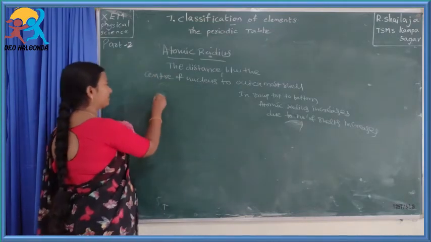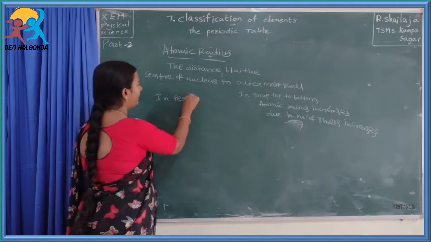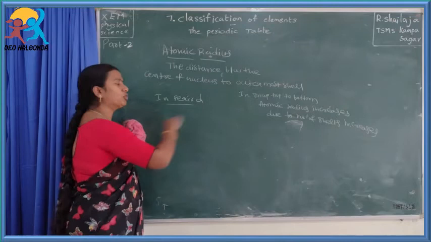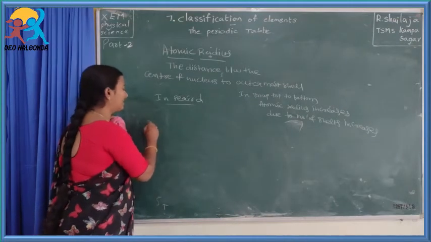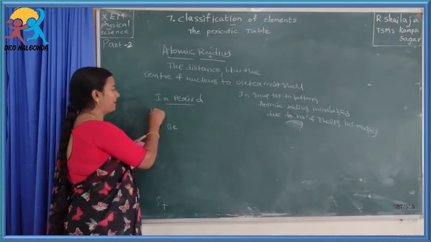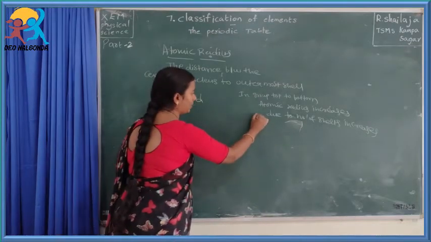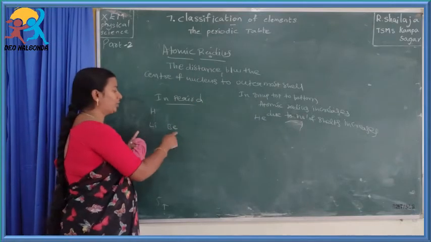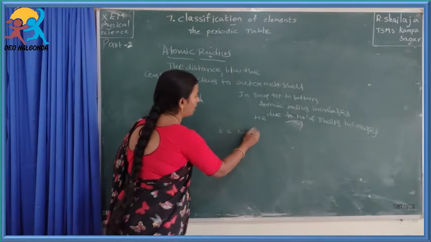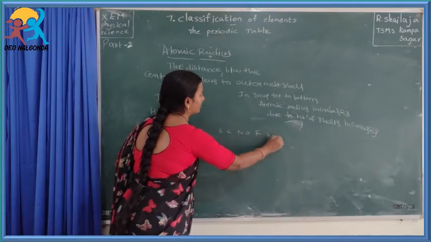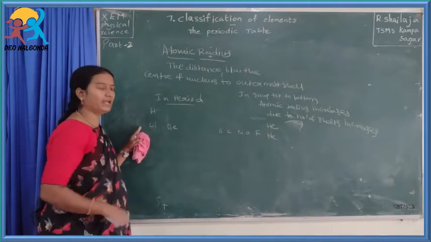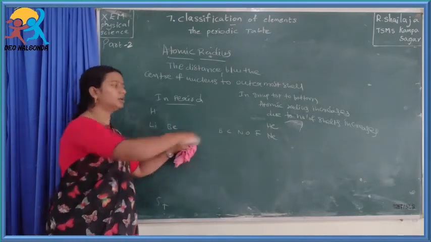Next, in a period. In a group, we go top to bottom in a vertical column; in a period, we go left to right in a horizontal row. For example, take the second period. The first period has only two elements, hydrogen and helium. In the second period: lithium, beryllium, boron, carbon, nitrogen, oxygen, fluorine, neon. So how does it vary in the period from left to right, lithium to neon?